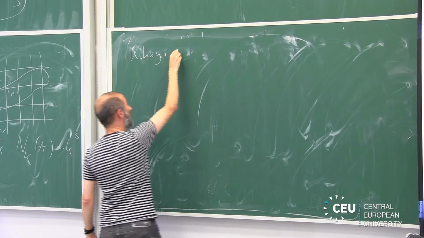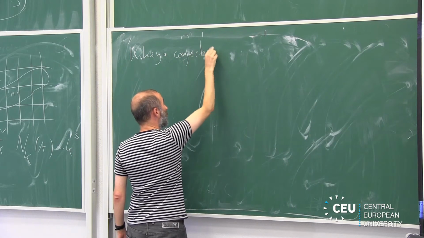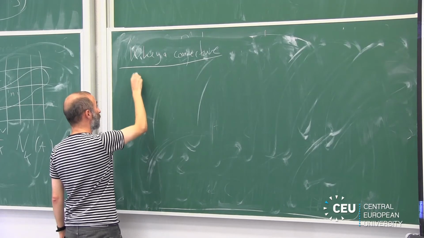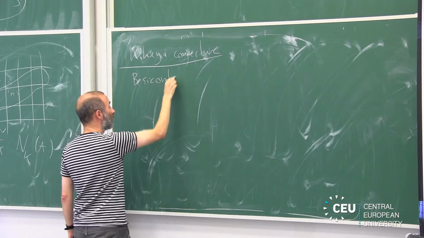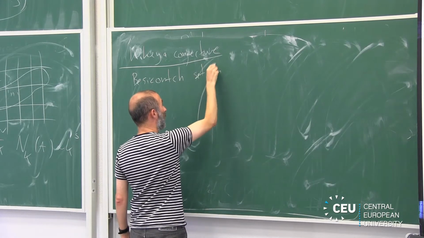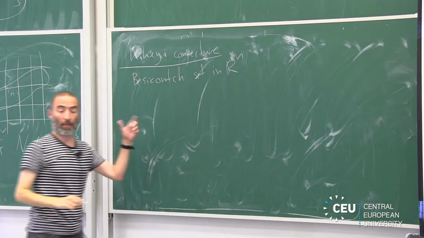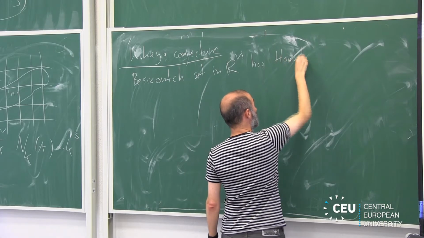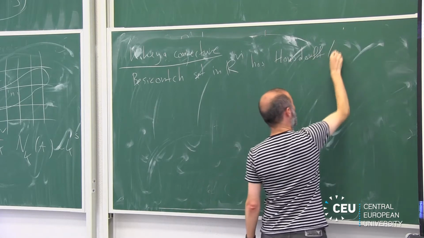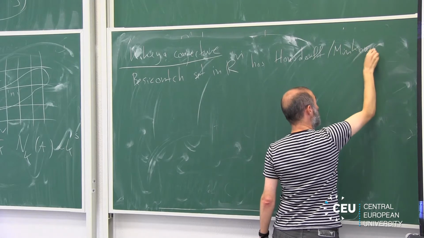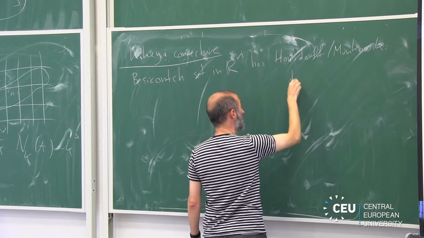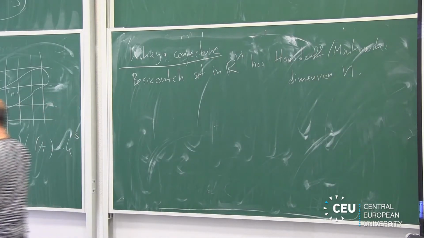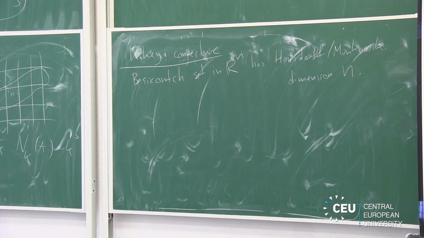Okay, so let me write the Kakeya conjecture. The Kakeya conjecture says that any Besicovitch set in R^n, so any set that contains segments in every direction, has, well, there are two versions, either Hausdorff or Minkowski dimension n. So a Besicovitch set can be small in measure but cannot be small in dimension.